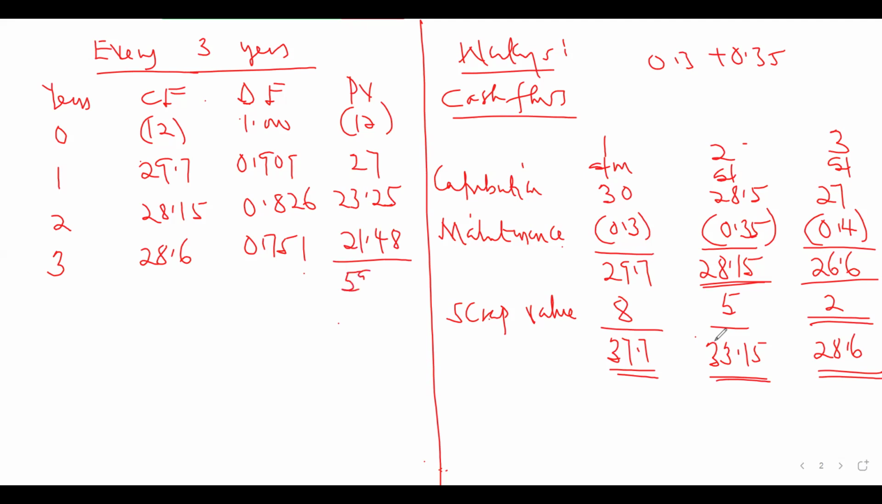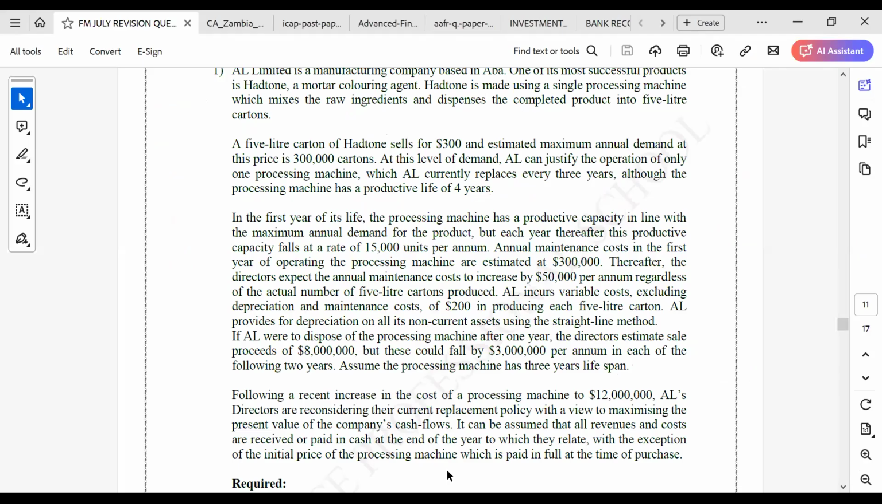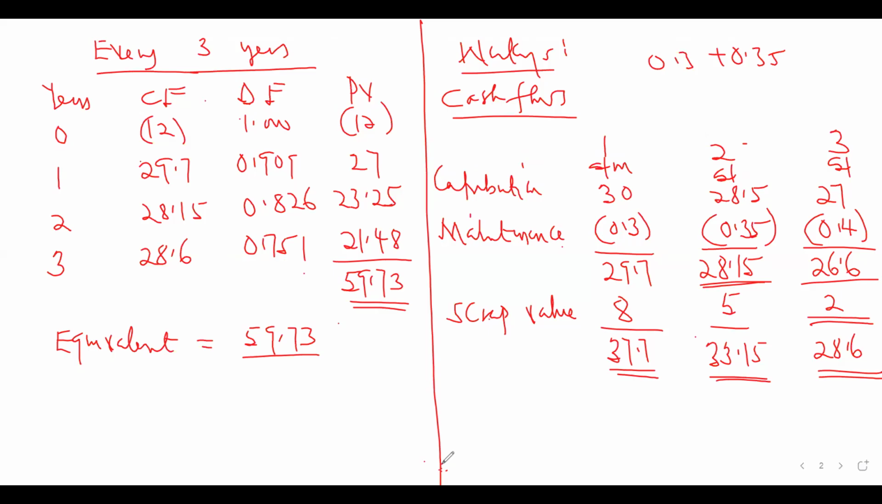I'm getting 59.73. So the equivalent of replacing will be 59.73 divided by the discount factor for the 3 years. The discount factor for the 3 years is 2.486. Okay, the answer would be 24.03.